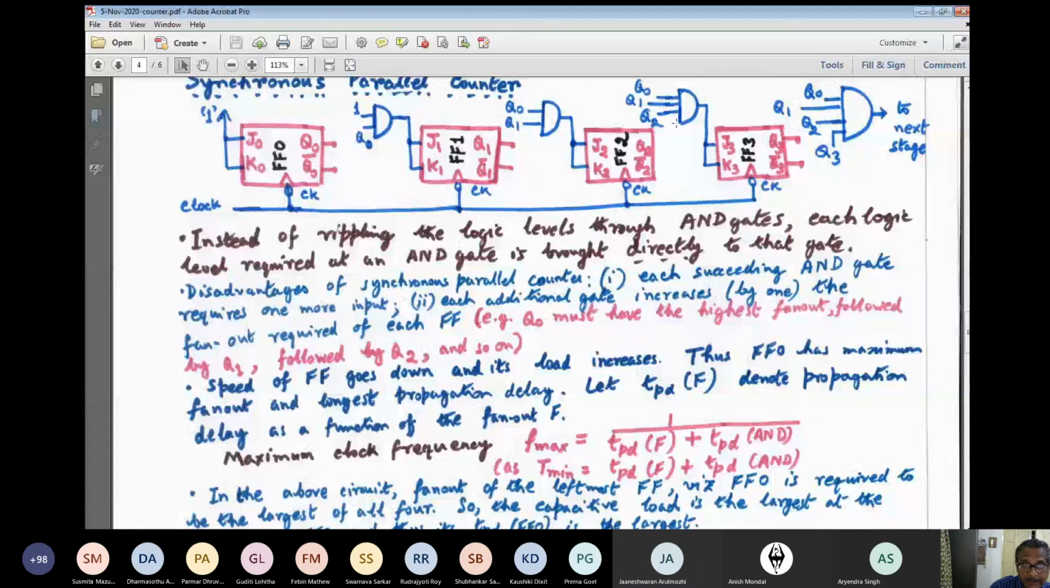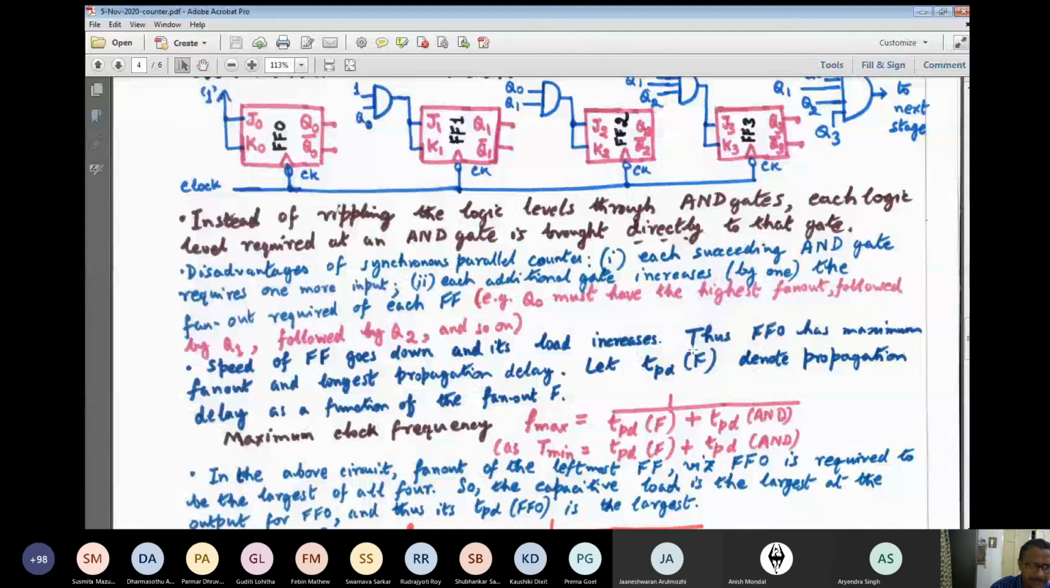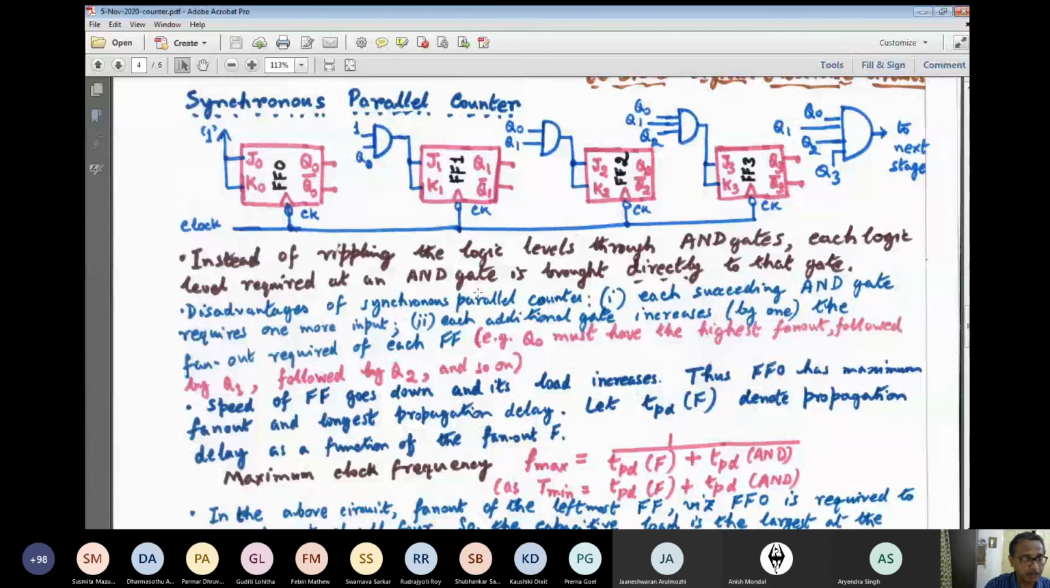So don't multiply. Earlier it was n-1 times TFT. So it will not be from 10 to 30 for n equal to 4. Maximum, say, 10 to 12 or 13, 14 maybe. Right? So that's why, of all the varieties we have studied so far, only 3 varieties: one is the asynchronous ripple counter, second is the serial carry synchronous counter, and this is the synchronous parallel counter.